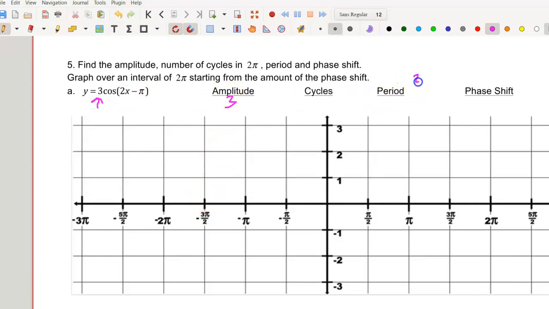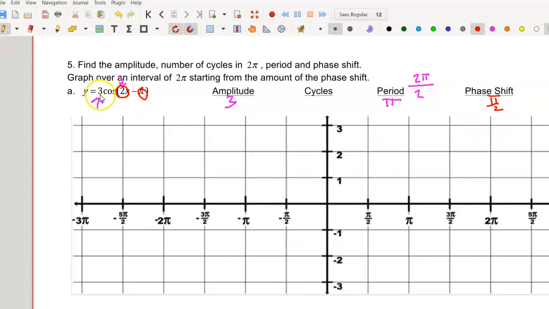Period was just going to be 2 pi divided by this number, 2. So we get a period of pi, which means it repeats every pi instead of every 2 pi. So it's going to compress together. A phase shift. So we have pi over this, which is 2. So our graph is actually going to start at pi over 2, not at 0. So cycles and period are kind of similar. They look at the same thing two different ways, so it was easier to pick one or the other and not try to handle both at the same time.